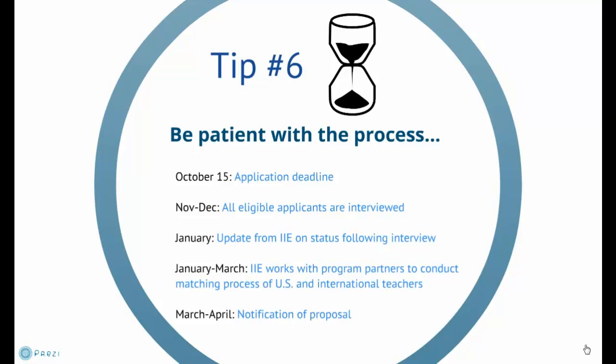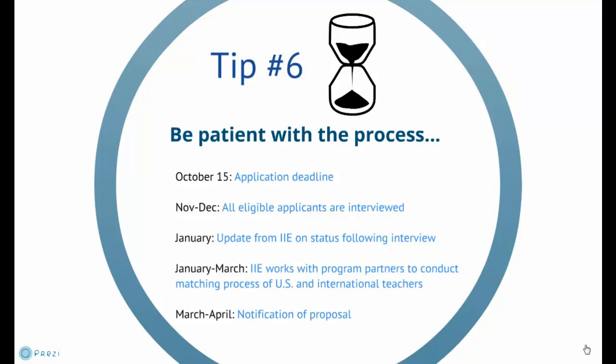These peer review panels are composed of Fulbright teacher alumni, K-12 educators, and academics. Eligible applicant interviews take place in late November through early December. And then in early January, we will notify U.S. applicants of their status following the interview and whether or not they will be considered for a match with an international teacher. Then throughout January and March in 2013, we'll work closely with our program partners at the U.S. Department of State and other international partner organizations to conduct the matching process of the U.S. and international teachers.